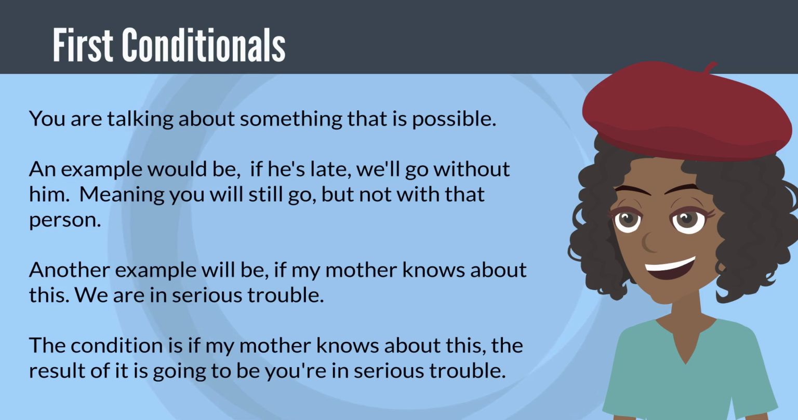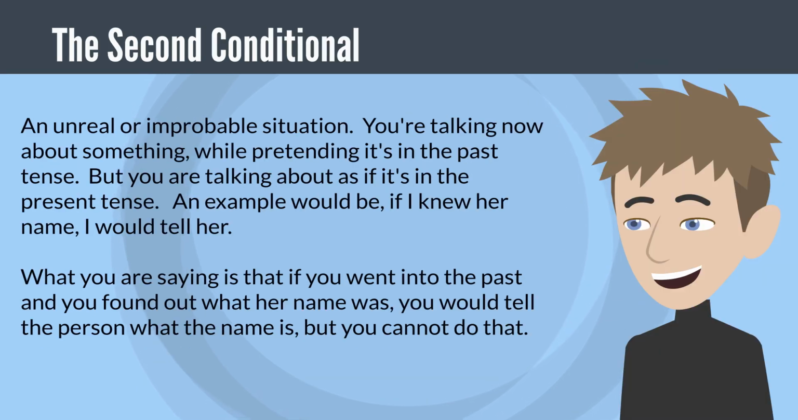Another example would be, if my mother knows about this, we are in serious trouble. The condition is if my mother knows about this, the result is that you're in serious trouble. The second conditional is an unreal or improbable situation. You're talking about something while pretending it's in the past tense, but you are talking about it as if it's in the present tense. An example would be, if I knew her name, I would tell her. What you are saying is that if you went into the past and found out what her name was, you would tell the person the name, but you cannot do that.